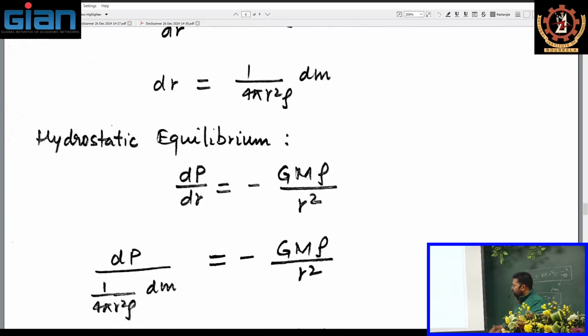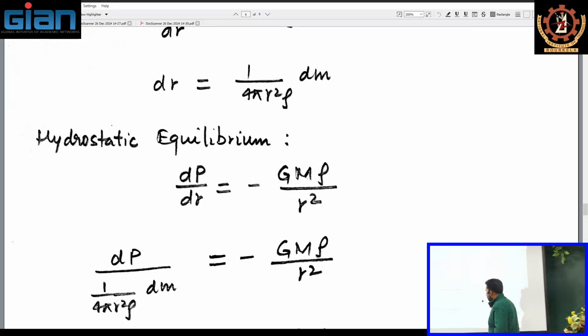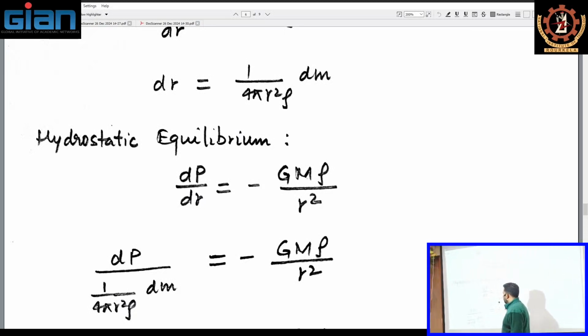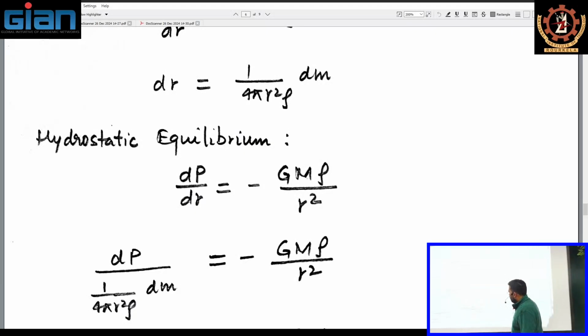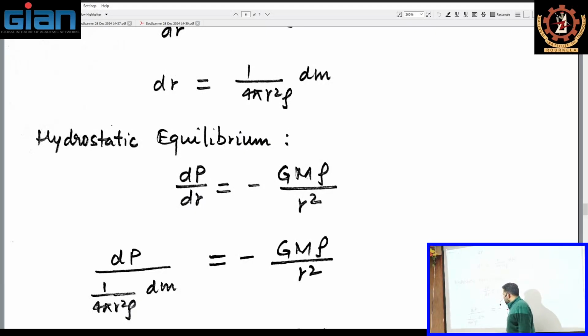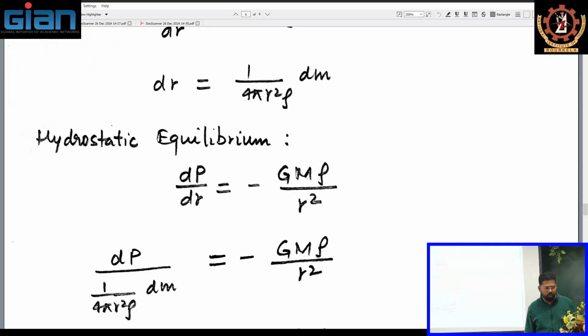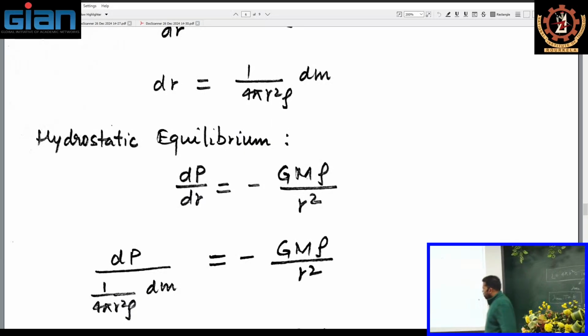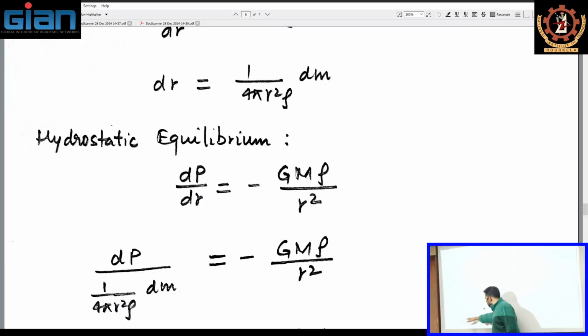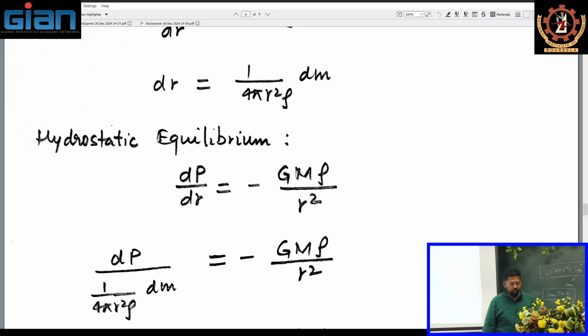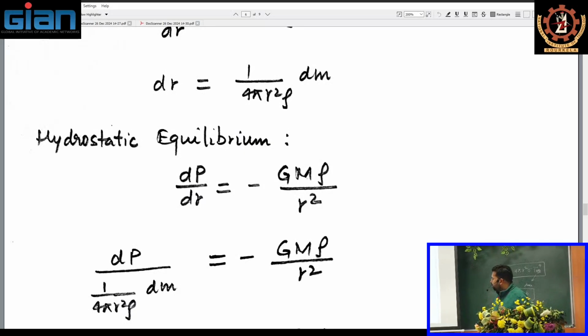If you want to write it in the Lagrangian form, you have to express it in terms of dm. You write dr in terms of dm, and then the factor 1 divided by 4 pi r square rho comes into the picture. So dp divided by 1 divided by 4 pi r square rho, dm, will be equal to the right hand side, which I have mentioned here.